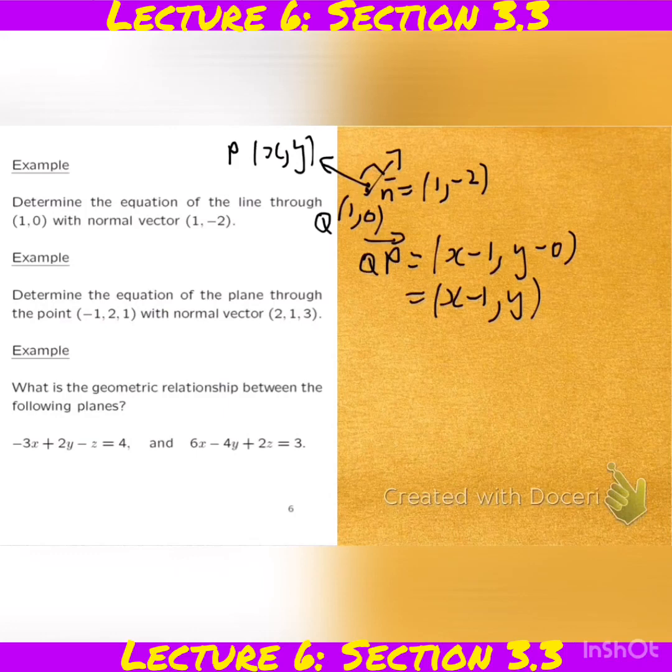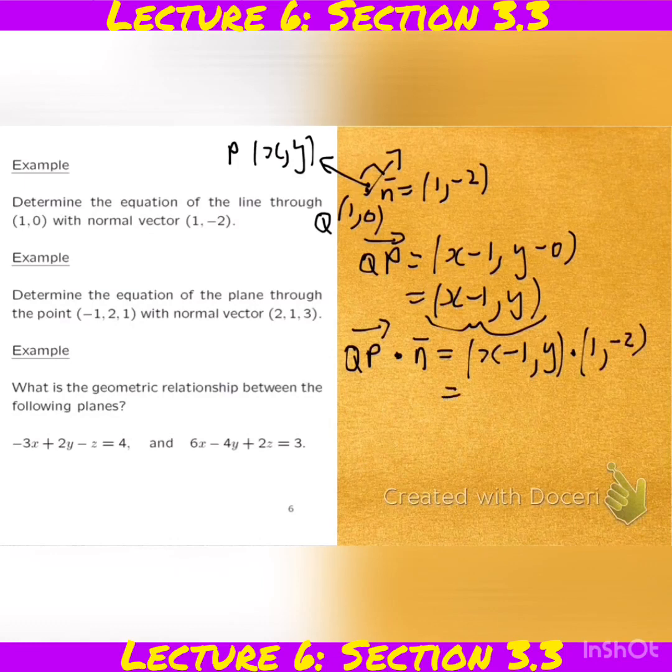Okay? And you want all the vectors, such vectors, that are going to be orthogonal to this normal vector here. So what you want is all x's and y's such that if I take the dot product of these vectors QP with n, it's going to be 0.